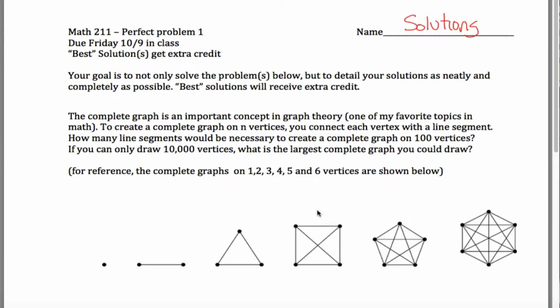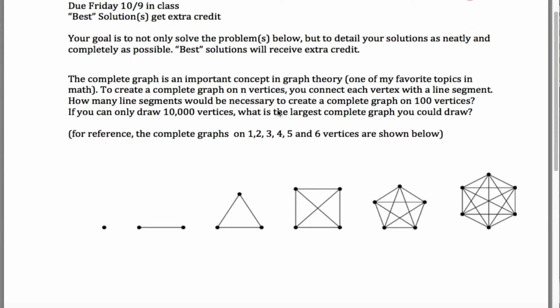What's going on here is I'm talking about graph theory, an important topic in math, one that I really like. The idea is to put down vertices. So here's one vertex, here's 2 vertices, 3 vertices, 4 vertices, 5 vertices, 6 vertices, and then try to connect the vertices with straight lines.